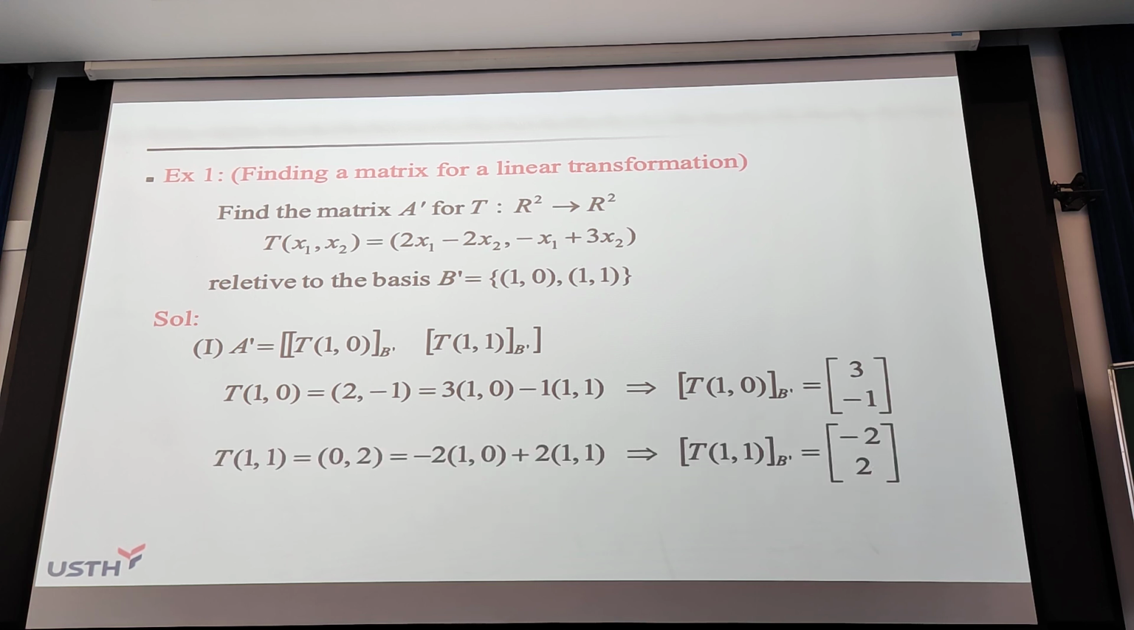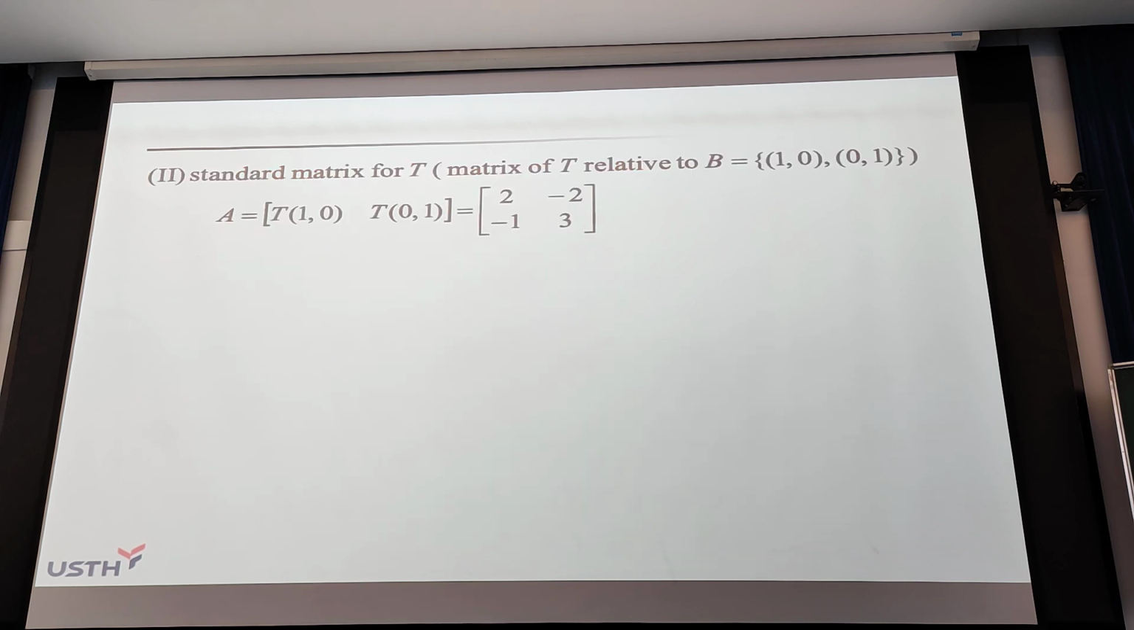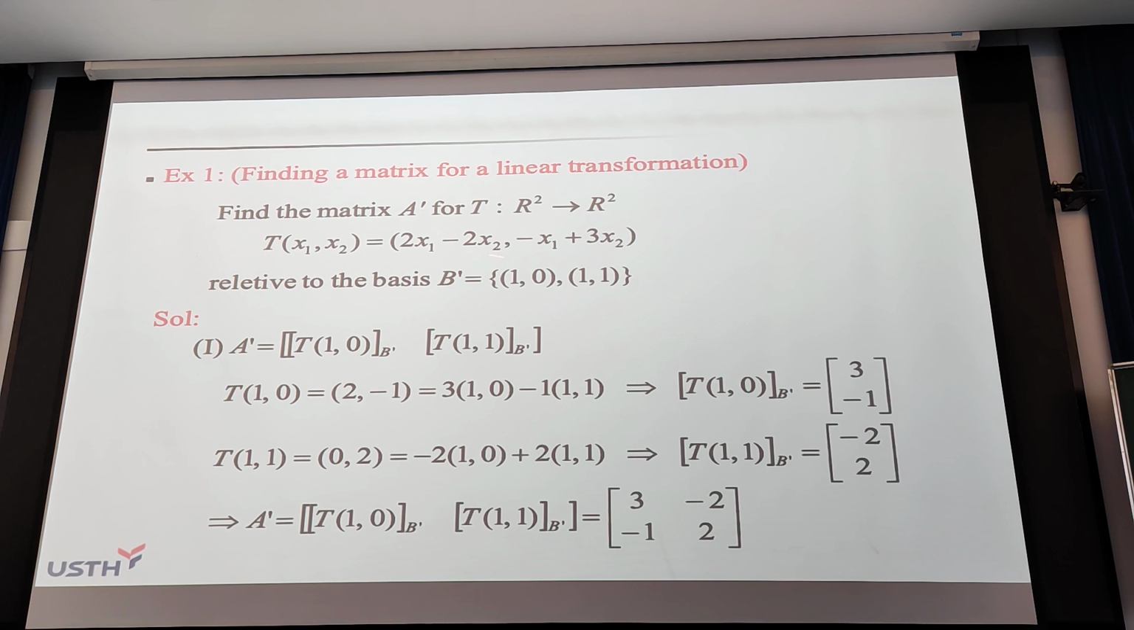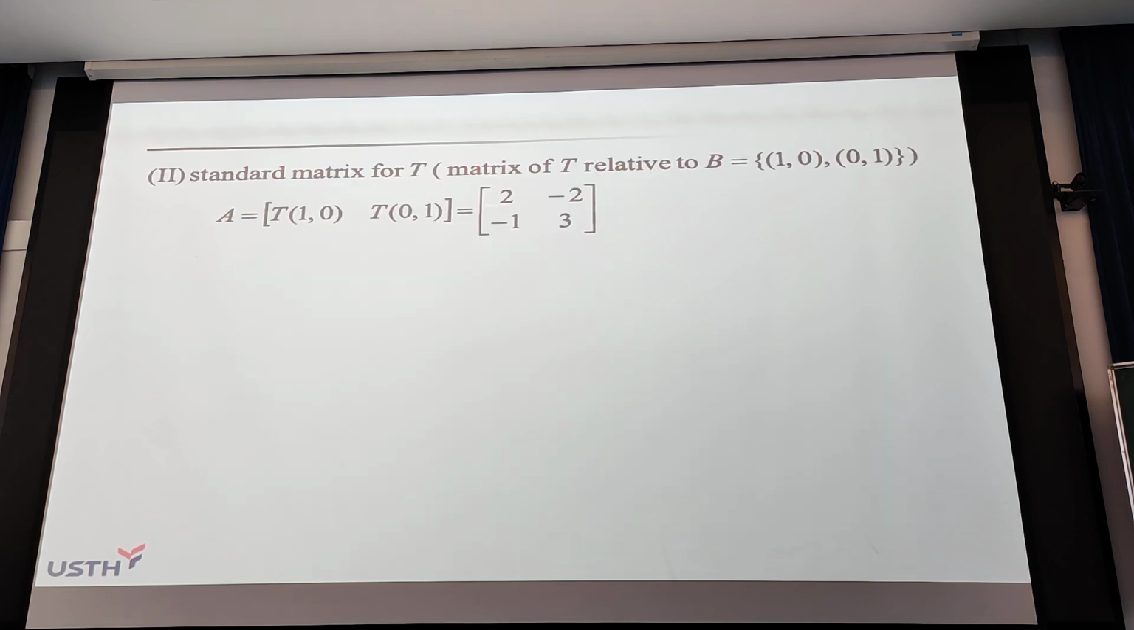And because of that, the A prime will be that one. You put column by column. The second way, first we find the standard matrix for T to be that one. Very easy because we know that. So the standard matrix will be 2, minus 2 and minus 1, 3. It is 2, minus 2 and minus 1, 3.